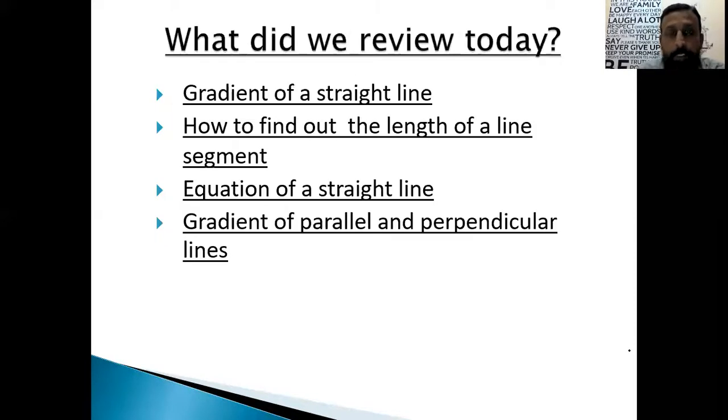So dear students, today we reviewed the gradient of a straight line. We use the formula m equals y2 minus y1 upon x2 minus x1. We have learned how to find the length of a line by using the distance formula. We have learned how to find the equation of a straight line, and we have also found the gradient of parallel and perpendicular lines. Remember, all parallel lines have the same gradient, and for perpendicular lines the gradient is the negative reciprocal.